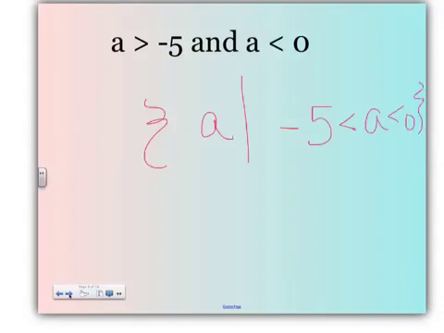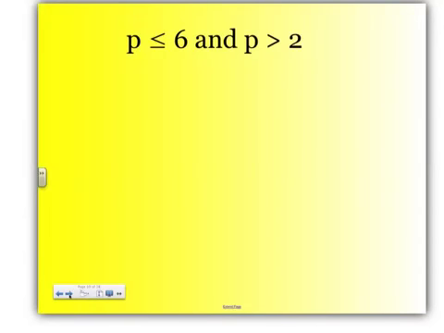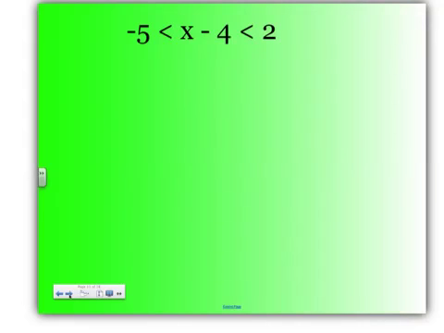Because this says that a is greater than -5, while it's also less than 0. So go ahead and try this one as well on your own. And let's take a look at this one.